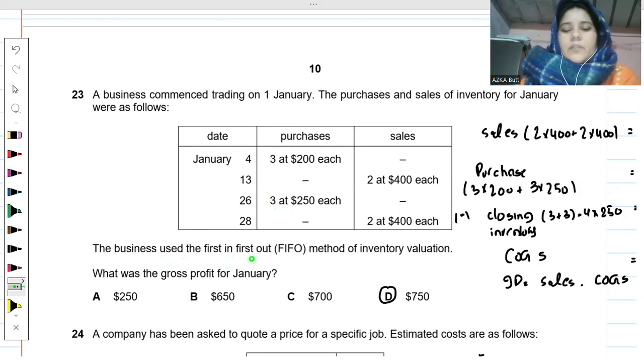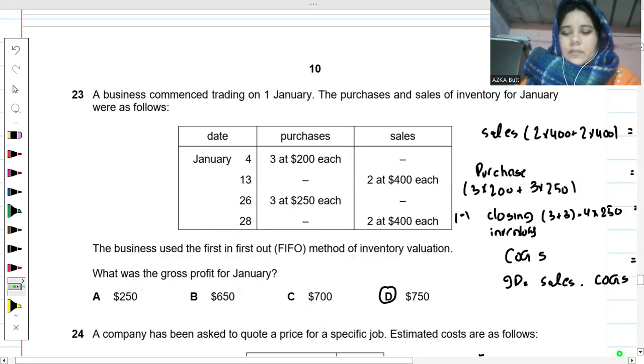The business used the first in first out method of inventory valuation. And what was the gross profit for January? So this is very easy. First of all, just recall the gross profit format.